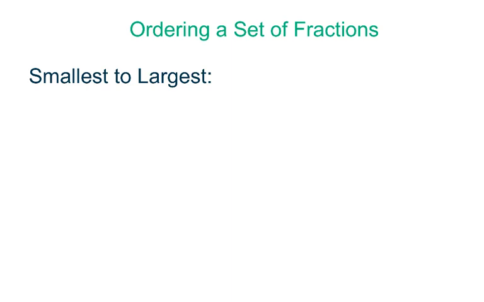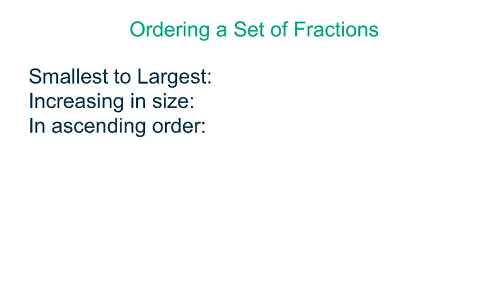Further. Ordering a set of fractions involves putting them from smallest to largest, and sometimes this can be shown in a question that asks for increasing size, or sometimes a question will ask for you to place numbers or fractions in ascending order, which is easier to remember if you think of an aeroplane which ascends as it enters the clouds at the beginning of a flight.